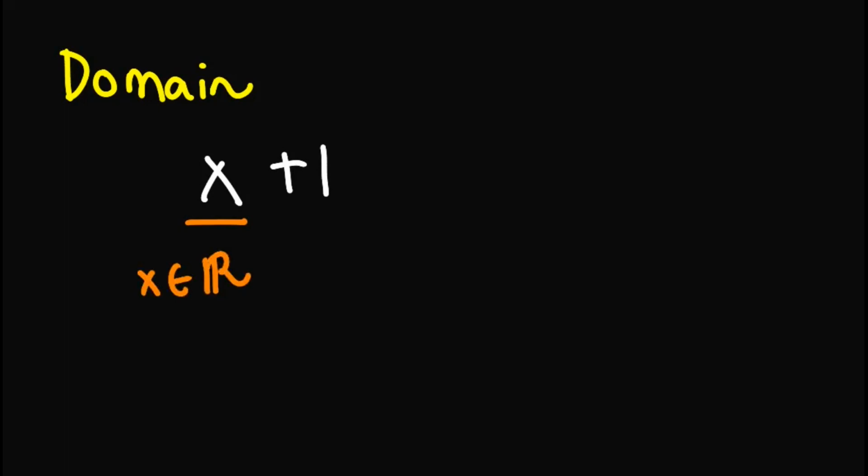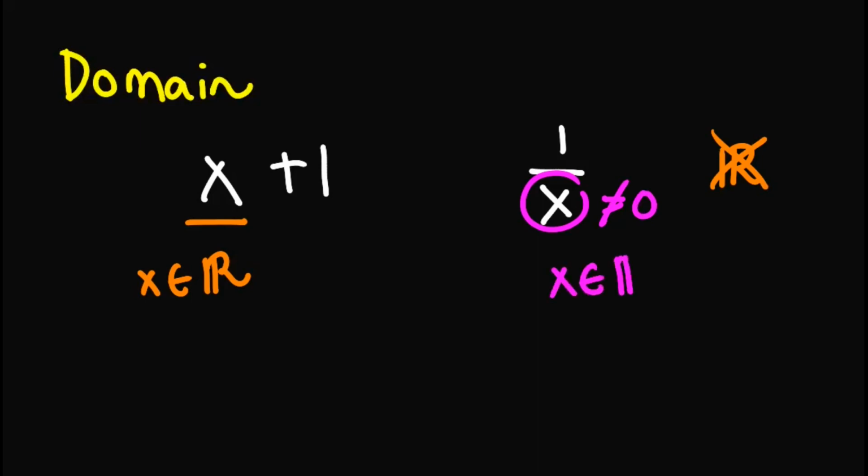But if we have a rational expression, say 1 over x, note that the domain here is not all real numbers. Since in rational expressions, the denominator cannot be equal to 0. So we say that its domain is all real numbers except 0.